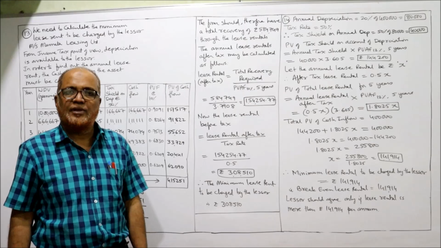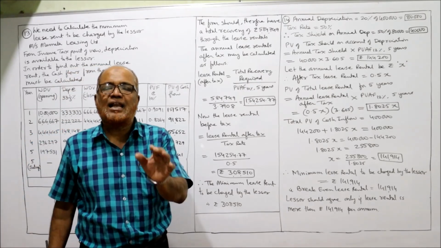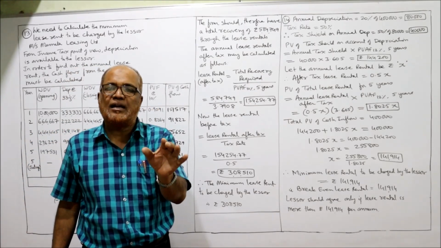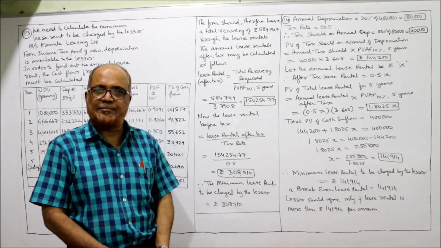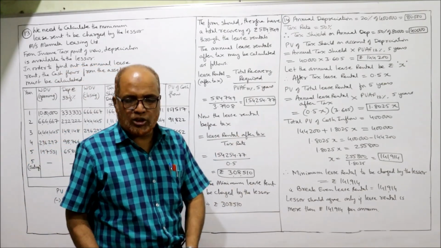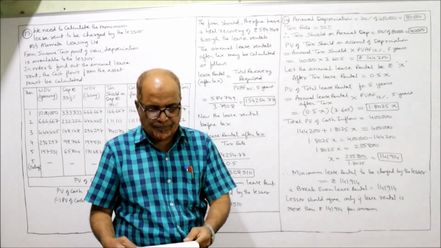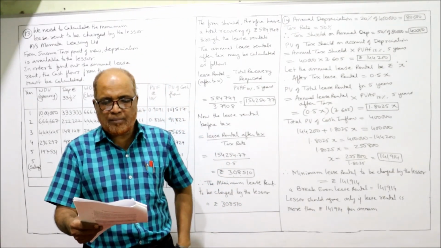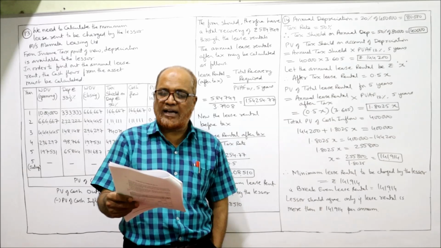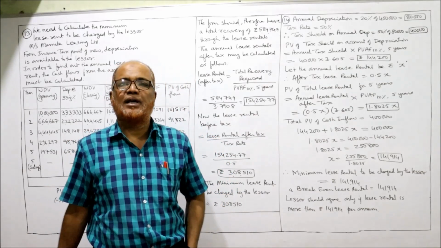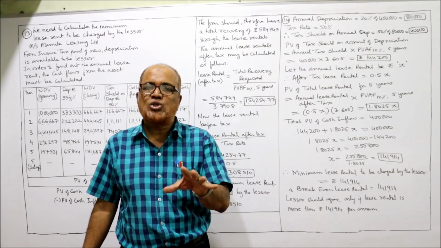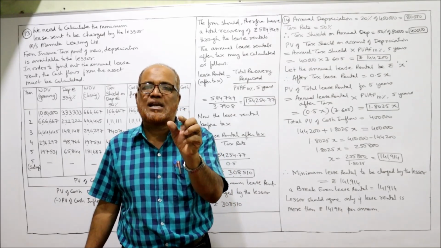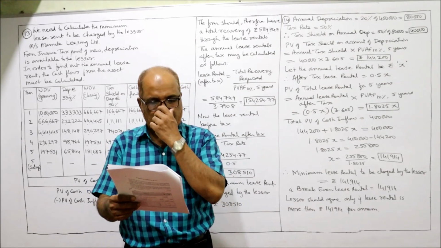That's it. So this is the first problem, calculating the minimum lease rental to be charged by the lessor to the lessee. Now 14th problem. See the 14th one. From the information given below, you are required to advise about leasing the asset, just like the previous problem. The lessor wants to find out what is the minimum lease rent to be charged from the lessee.